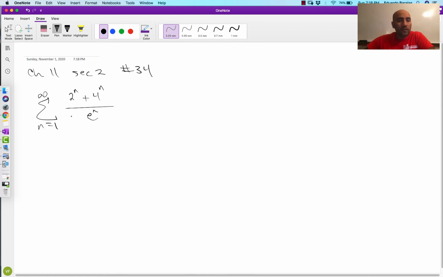So consider the individual terms. Remember that for a series to have any chance of converging, it must be true that the individual terms go to 0. So the limit as n goes to infinity of the individual terms, (2 to the n plus 4 to the n) all over e to the n. We want to figure out what that is. Let's think about that.